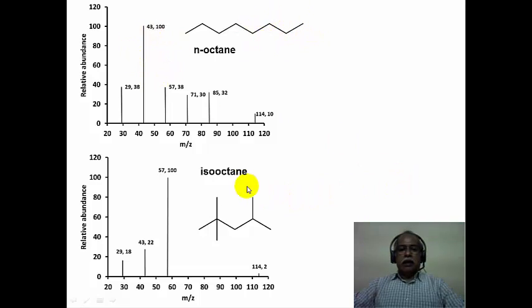On the other hand, if you look at isooctane, which is a highly branched hydrocarbon, the molecular ion at 114 is negligible in comparison to n-octane. It is even smaller than n-octane. For example, here the relative abundance is 10%, whereas here it is only 2%. The fragmentation results in the tertiary butyl cation, which corresponds to 57, the most abundant peak, or the base peak, of the mass spectrum.